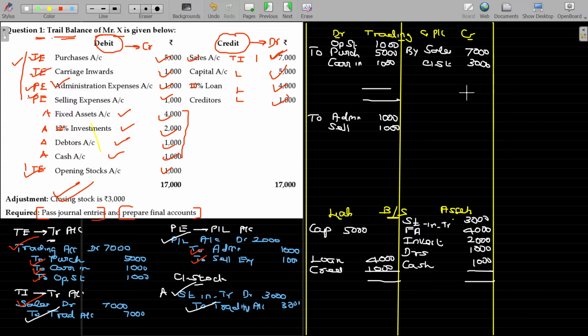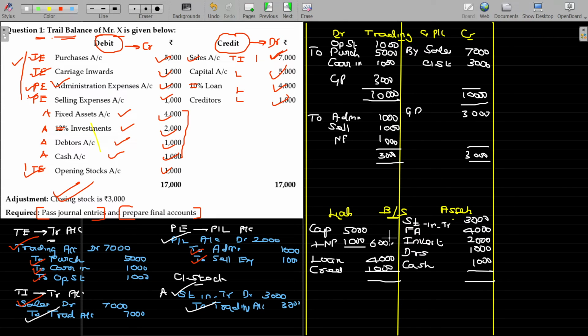Close the trading account to find out the GP. Here the GP being 3000, right? That GP should be transferable to the P&L account. And whatever the net profit you get should be transferable to the capital account. Okay, this is the net profit. I will add here 1000 rupees. It's just a transfer. Rather than this, we can pass a transfer entry also.